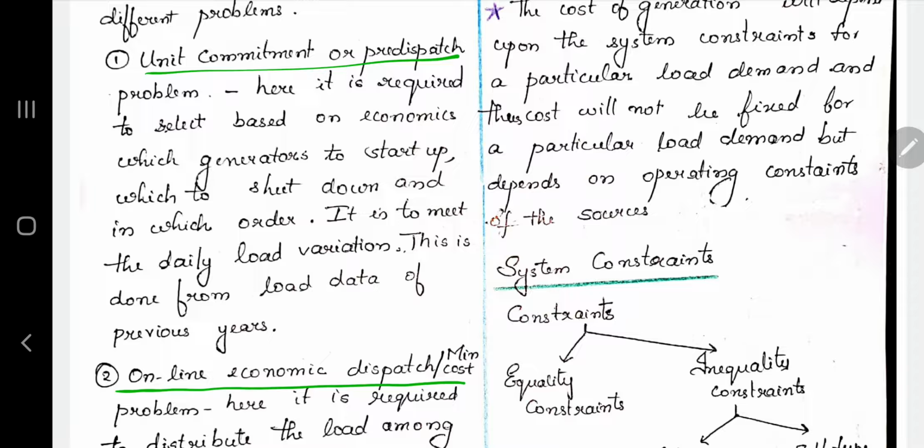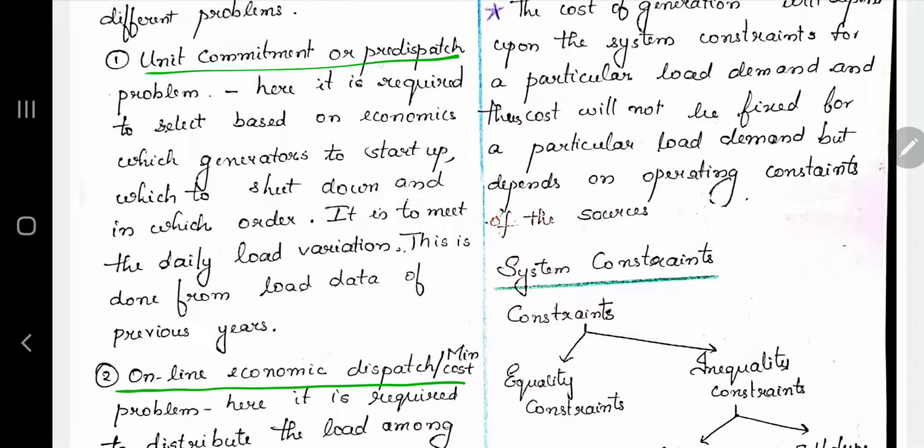We are going to discuss the first one, the unit commitment or pre-dispatch problem, where a proper selection of generators, which should be started up and which should be shut down and in which order, is to be done. It is decided according to the required economics. This is done in the unit commitment problem, also known as the pre-dispatch problem, for meeting the daily load variation in the system.